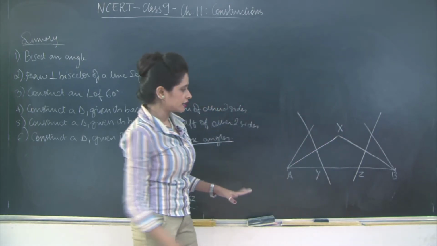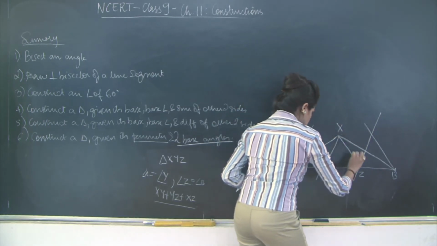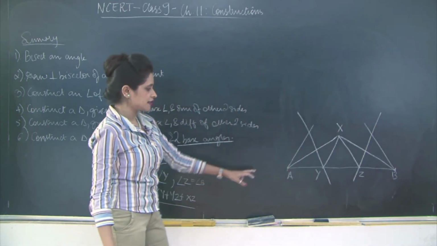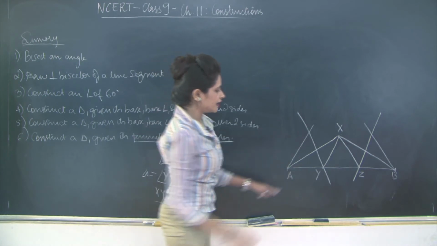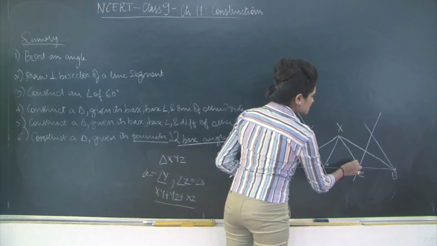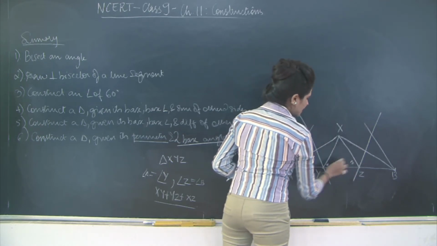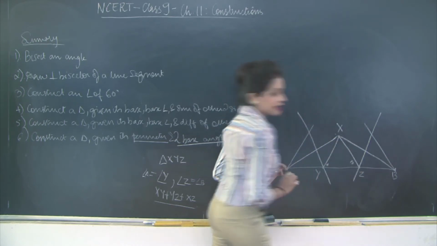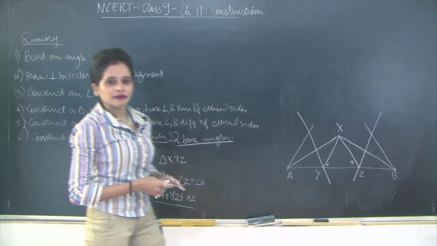So we are not done yet. You have to join X to Y and X to Z. So this tiny little triangle out here is your required triangle, where angle A, this entire angle A is equal to angle Y. So this will be your angle Y, this will be your angle Z, and the sum of XY plus YZ plus XZ is going to be equal to the length AB. So this was about the summary.